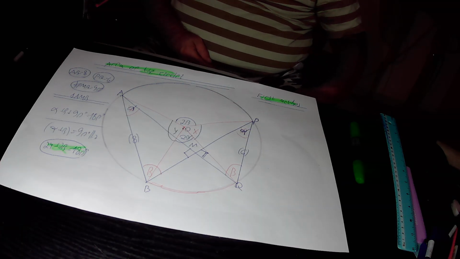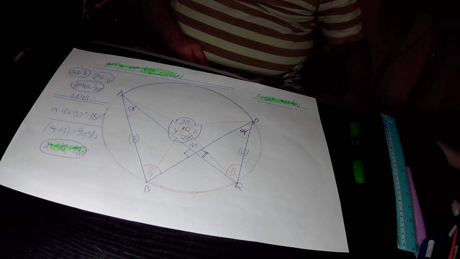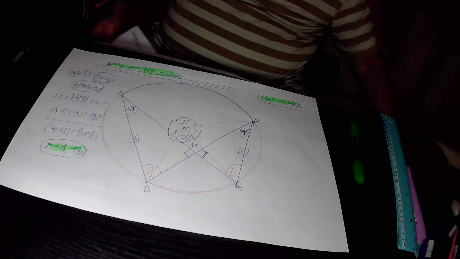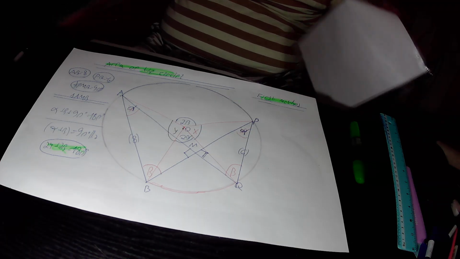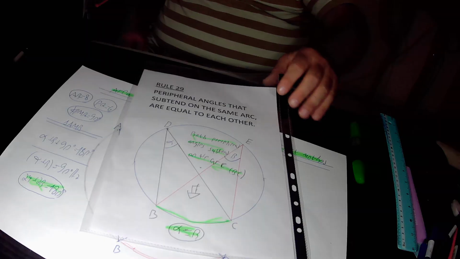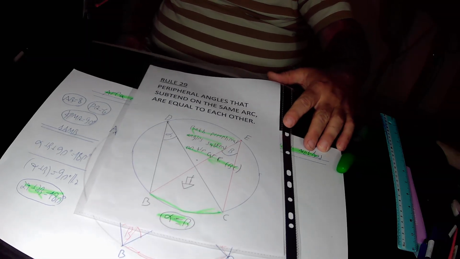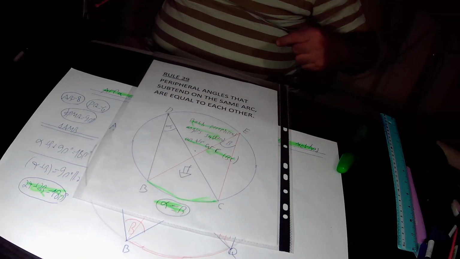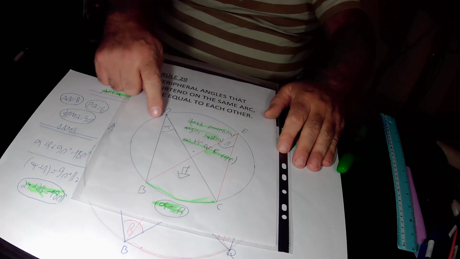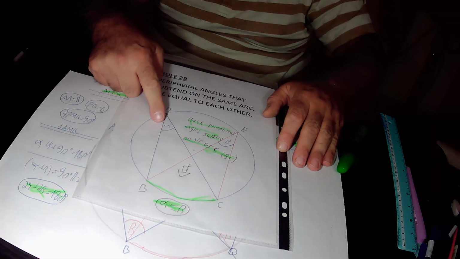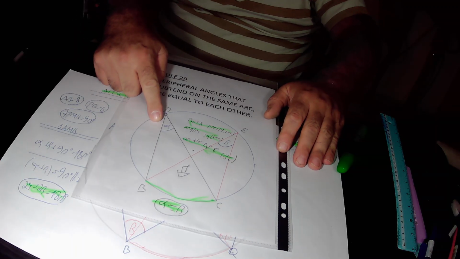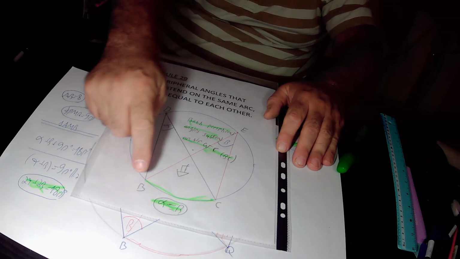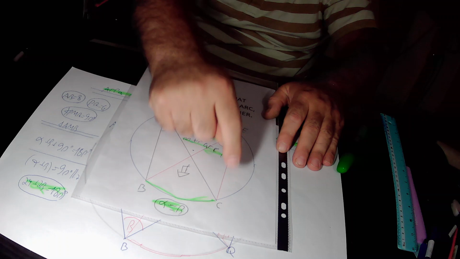So first of all, I presented to you rule 29, and we present rule 29 in our drawing. According to rule 29, angles that subtend on the same arc are equal to each other. In the drawing we have a circle. This is angle BDC. This is equal to alpha degrees in its size, and angle BDC subtends on arc BC.